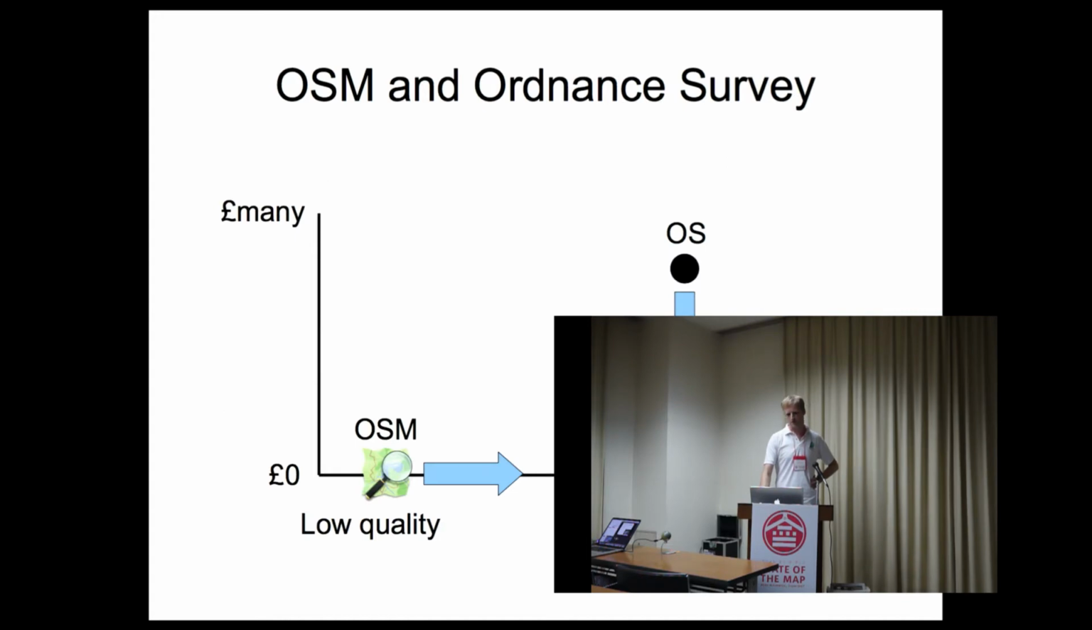This is another diagram which is kind of UK specific. It's actually a diagram I've presented many times, but it's copied from Steve Coast. So when Steve was originally trying to kickstart OpenStreetMap, he was explaining it in this way. He was saying OpenStreetMap is pegged down on the zero price point. It's on the bottom of this graph. It's not costing anything. Whereas Ordnance Survey, high quality data set, very expensive.